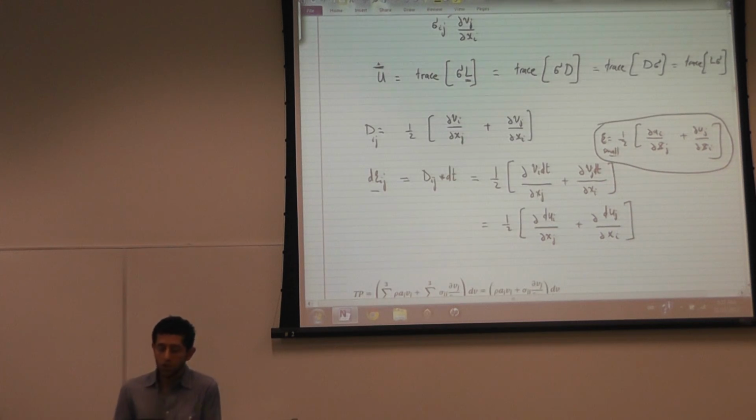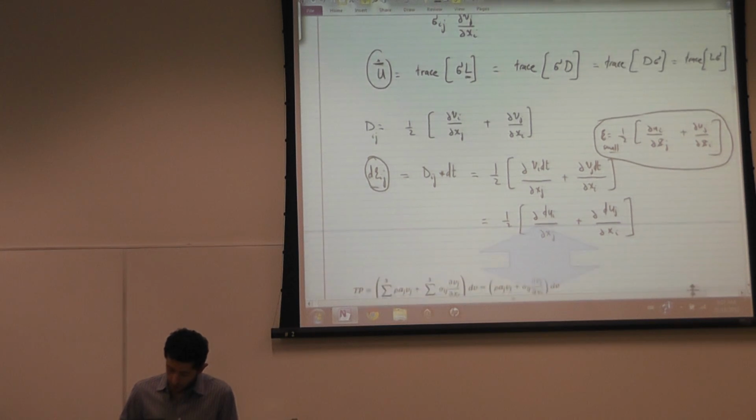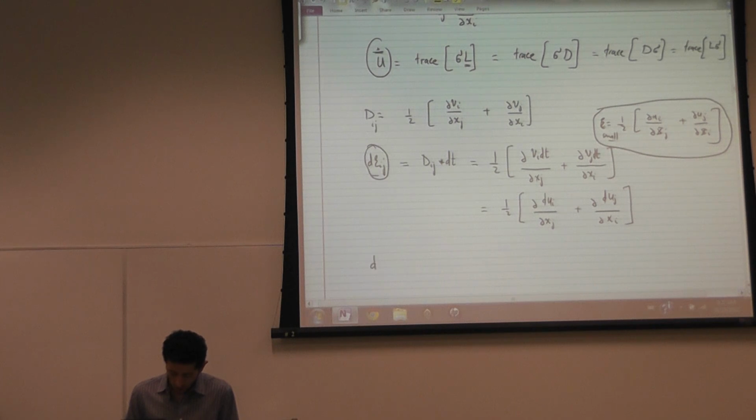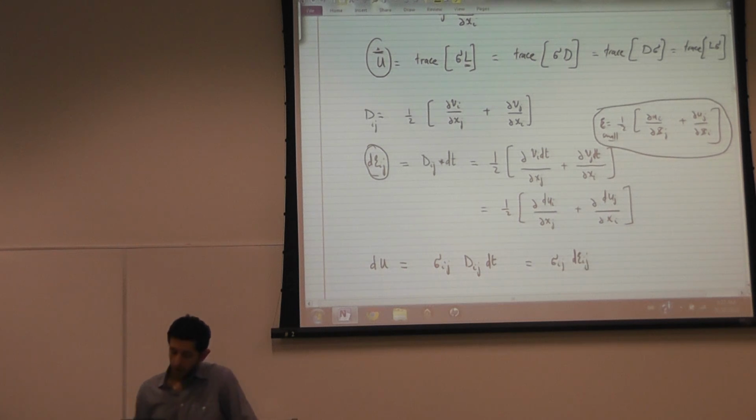So as the object is deforming and developing strain, the energy du is equal to sigma ij Dij dt, which is basically sigma ij d epsilon ij. And this is what we want to prove.